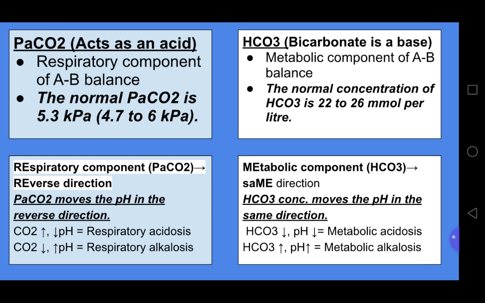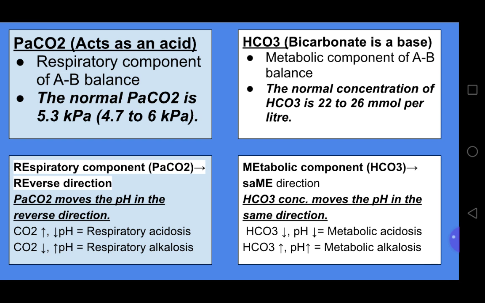There are two main components of acid-base balance. One is the respiratory component and the other one is the metabolic component. PaCO2 or partial pressure of carbon dioxide in plasma is the respiratory component of acid-base balance. Normal PaCO2 is 5.3 kPa and the range is from 4.7 to 6.